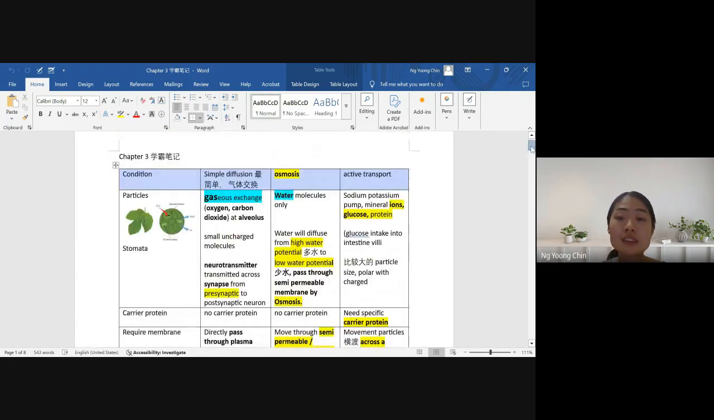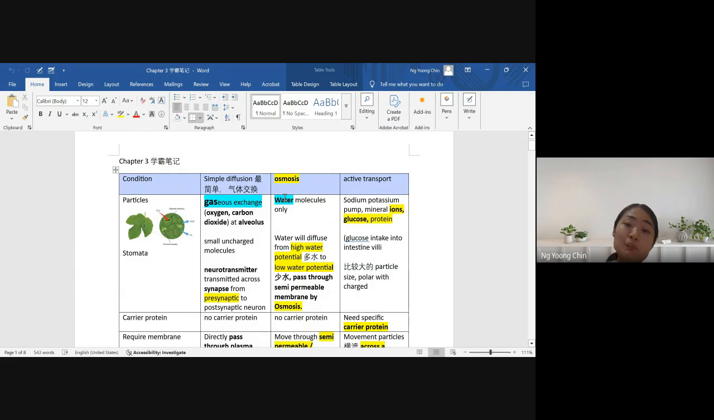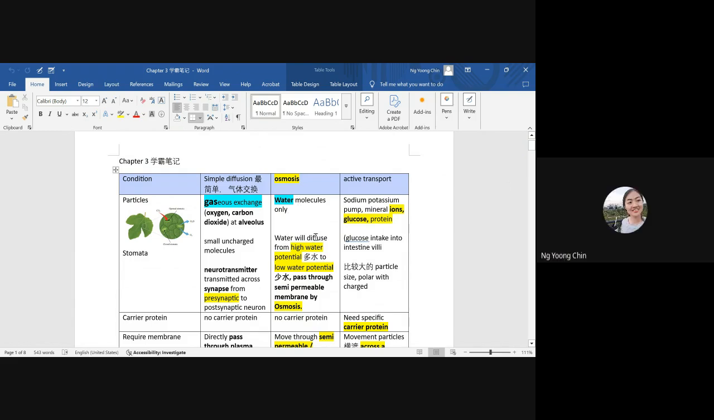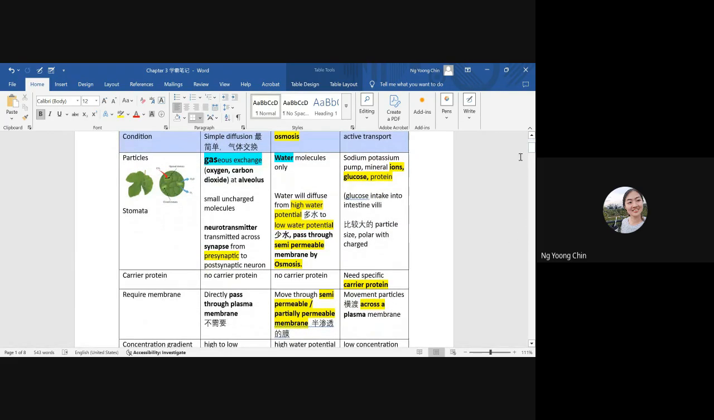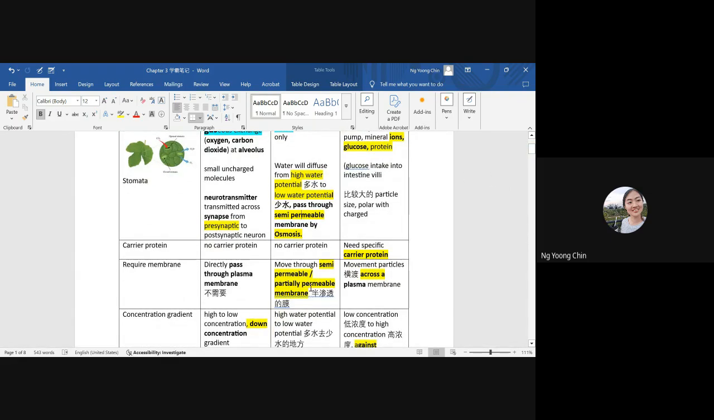Same with osmosis. Osmosis is almost similar to simple diffusion. Just that osmosis only involves the movement of water. So the definition of osmosis is that water always diffuses from a high water potential to a low water potential, passing through a semi-permeable membrane by osmosis. So this is the definition of osmosis. Okay, osmosis doesn't really require carrier proteins, no need. But what do they require? They require a semi-permeable or partially permeable membrane.